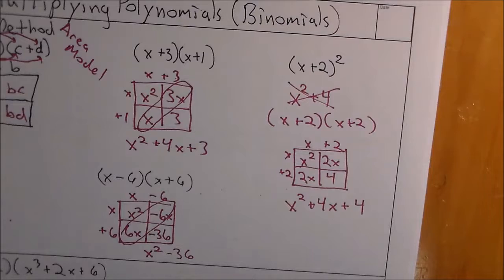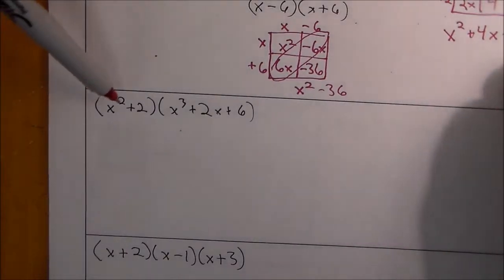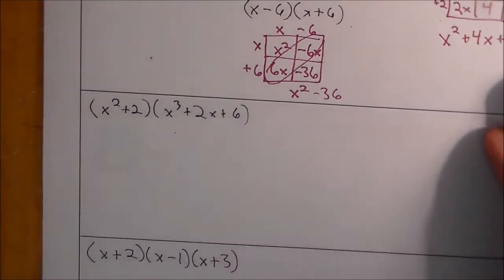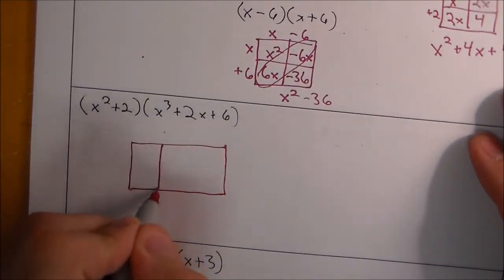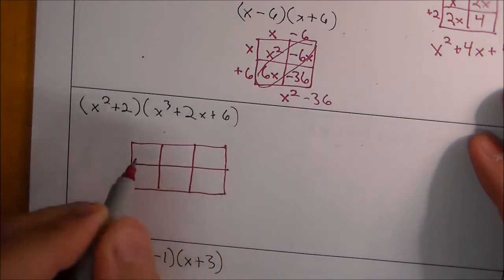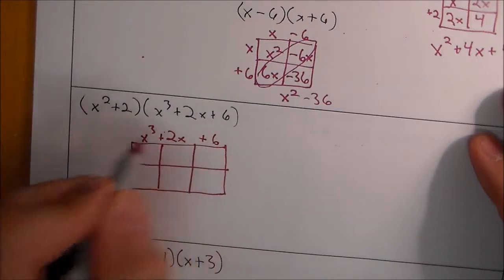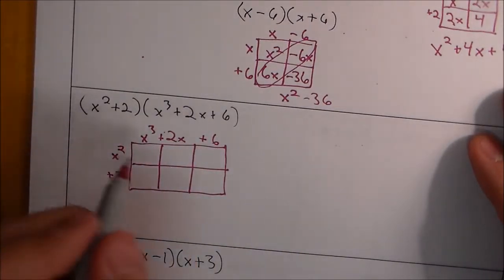Now, this is the process that we use. What we're going to look at now is if we can expand it, use it on bigger polynomials, and what if we had multiple terms. So let's come down and look at x squared plus 2 times this trinomial. Before it was a 2 by 2 box, so now I'm going to make it a 3 by 2. So I write x to the third, 2x and 6 on the top, each gets a column, and x squared and 2 each get a row.